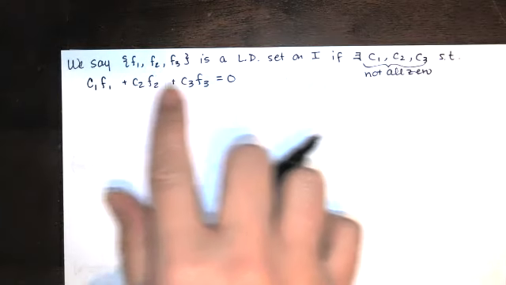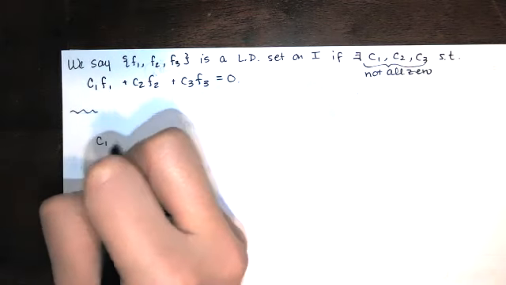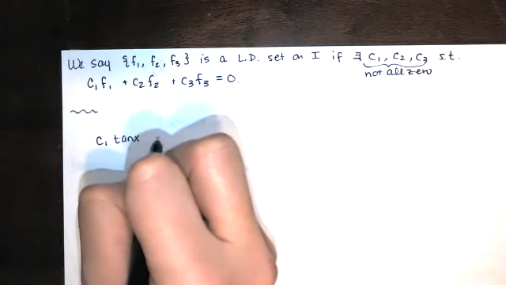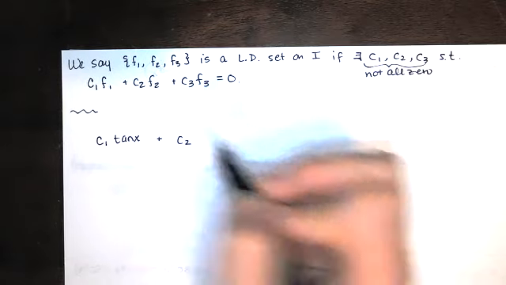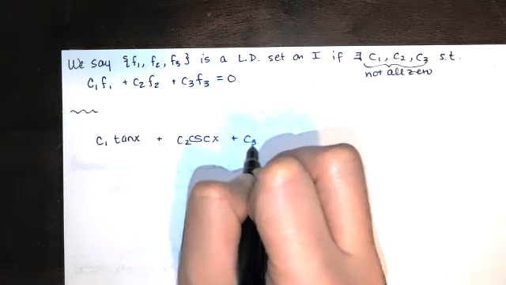Now, if the only way to get this to be 0 is for the C1, C2, and C3 to be 0, then we say that the functions form a linearly independent set on that interval. So let's think about this relationship for our functions, tangent of x, cosecant of x, and secant of x.